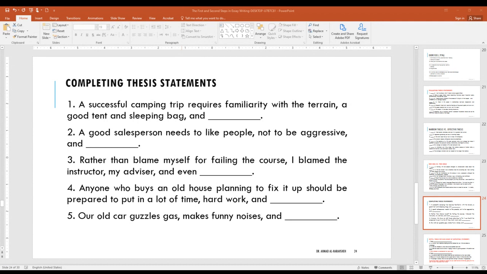Anyone who buys an old house planning to fix it up should be prepared to put in a lot of time, hard work, and dedication, yes, and some money. Yes, that's right. This is the most important thing. Because if you don't have money, you can't do any kind of preparation or maintenance for your house.